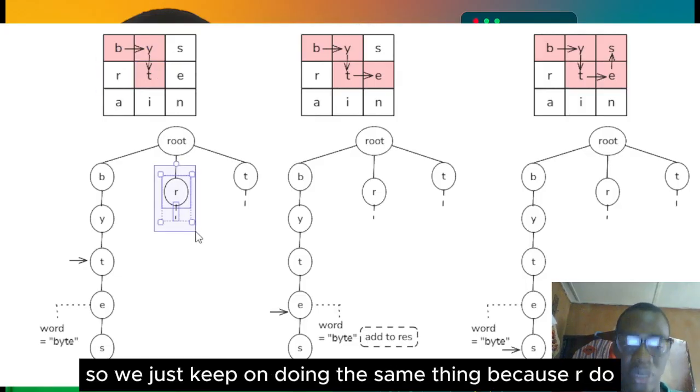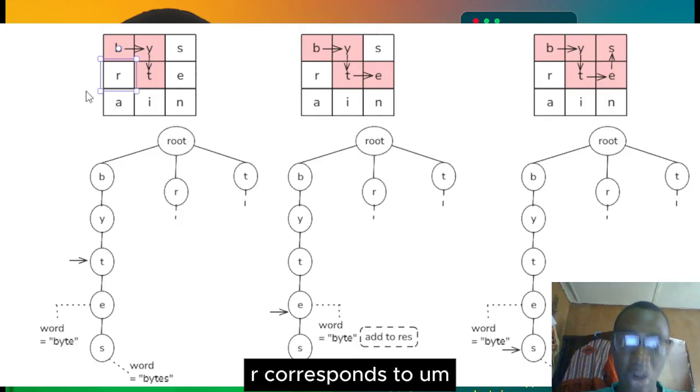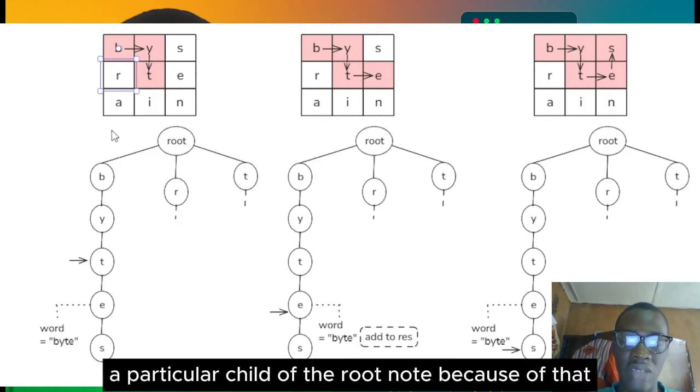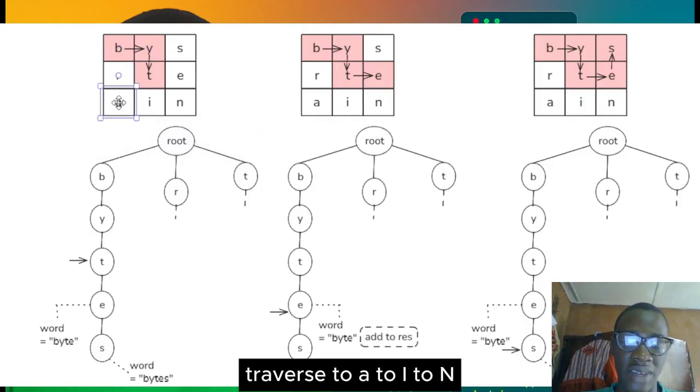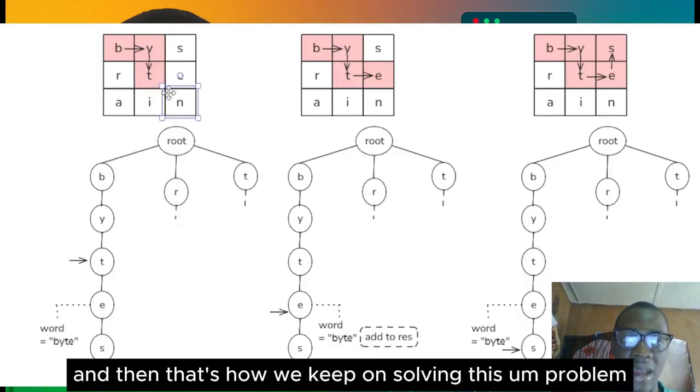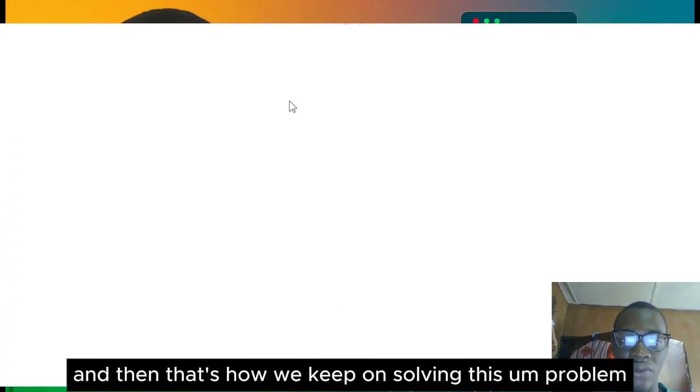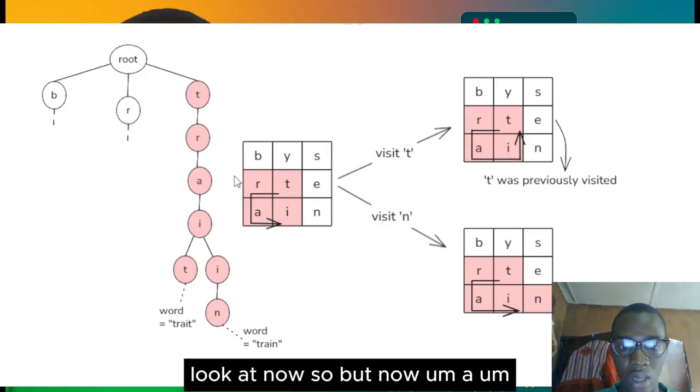R does. So we just keep on doing the same thing, because R corresponds to a particular child of the root node. Because of that, we are going to perform a DFS on R. That way we'll be able to traverse to A, to I, to N, and that's how we keep on solving this problem.